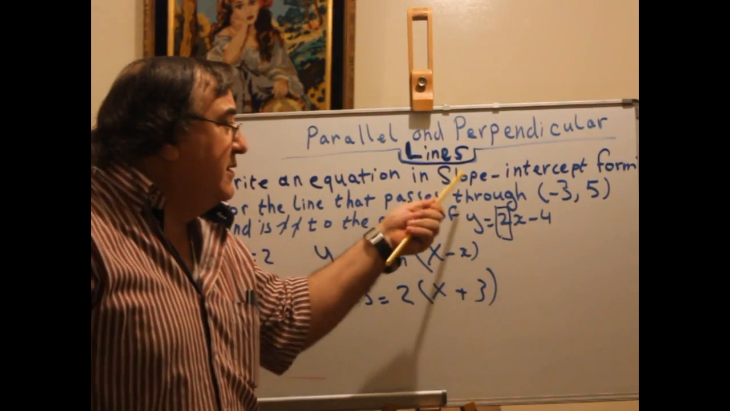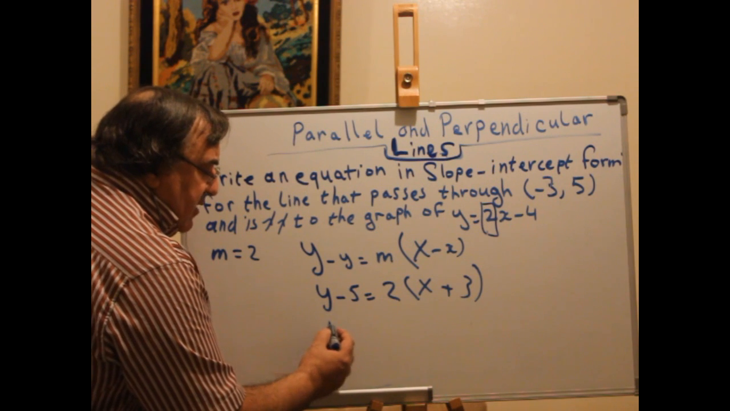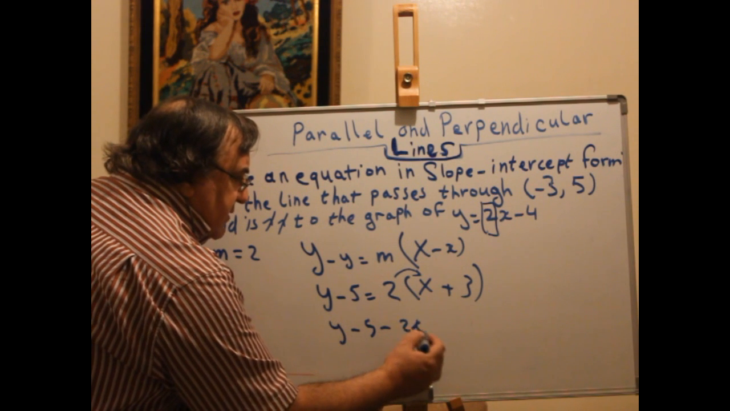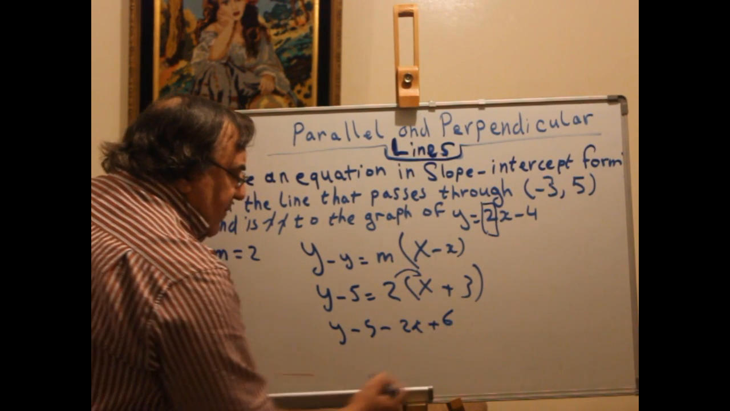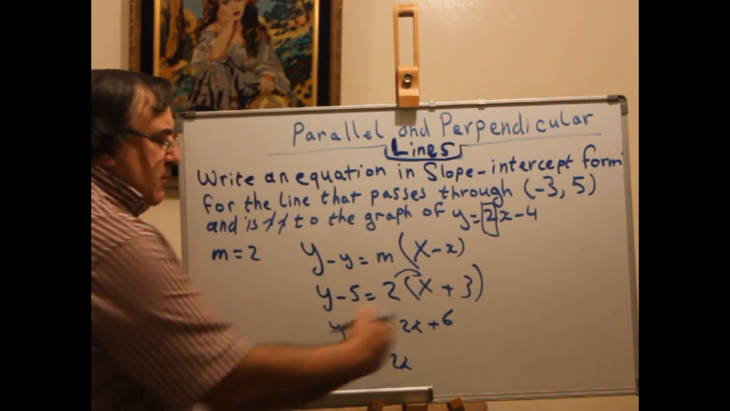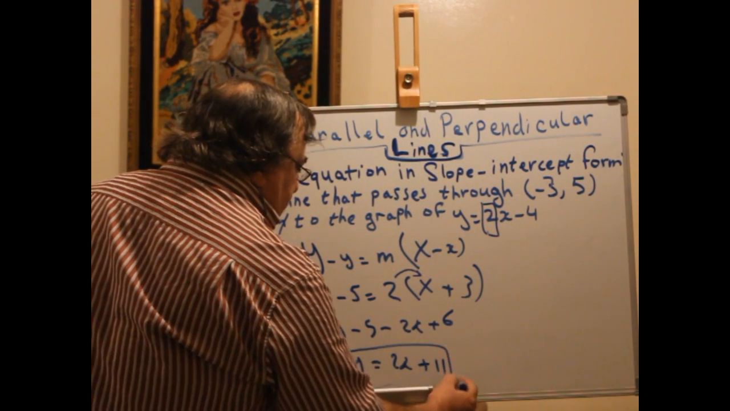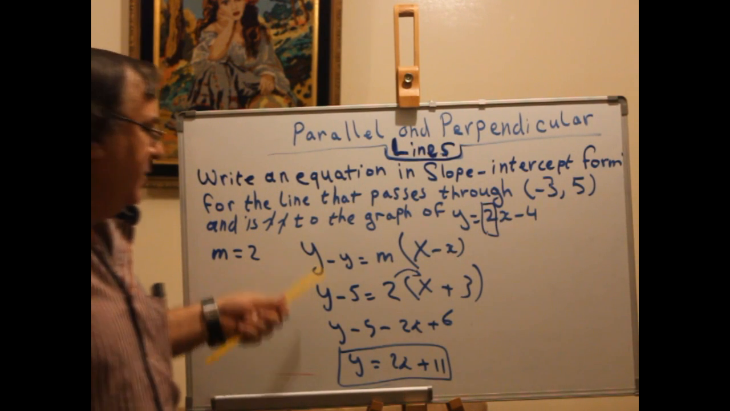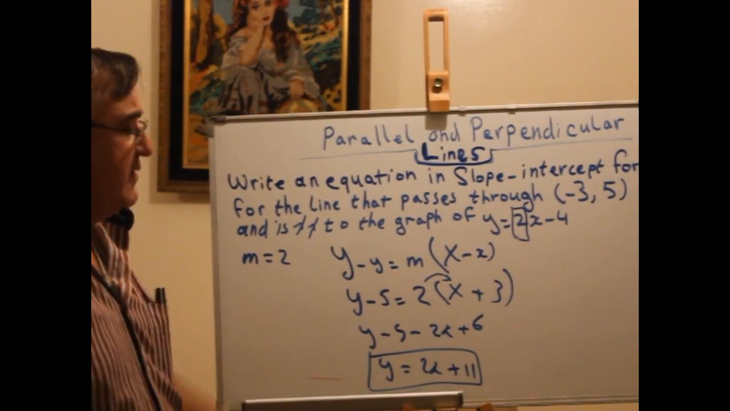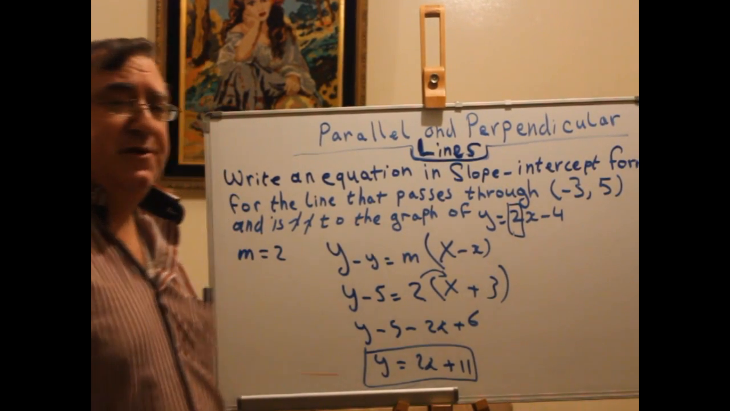Now, if he asks you for slope-point form, it is enough to stop here. But he's asking you for slope-intercept form, so you have to change it. You know how to change this one from the previous lesson. So y minus 5 equals 2 times x, 2x plus 6. So y equals 2x, minus 5 becomes positive 5 and positive 6 becomes positive 11. So I change it from slope-point form into slope-intercept form: y equals 2x plus 11. What we notice is that they have the same slope, 2 and 2, but different y-intercepts. I hope it is understood. Thank you.